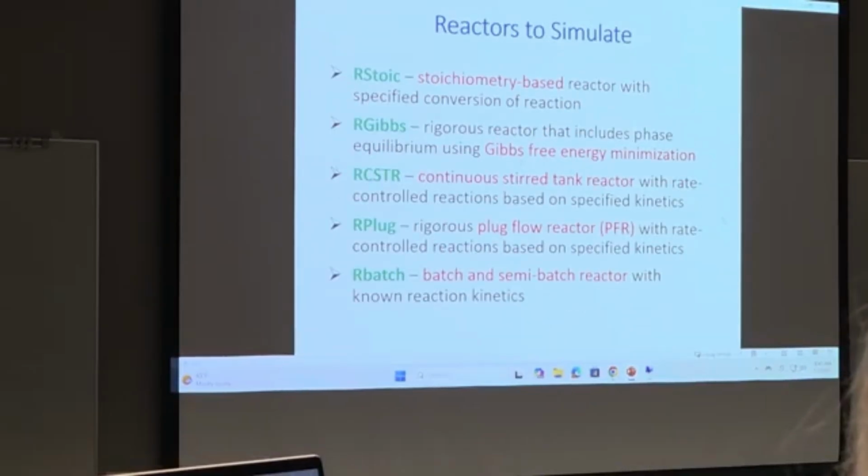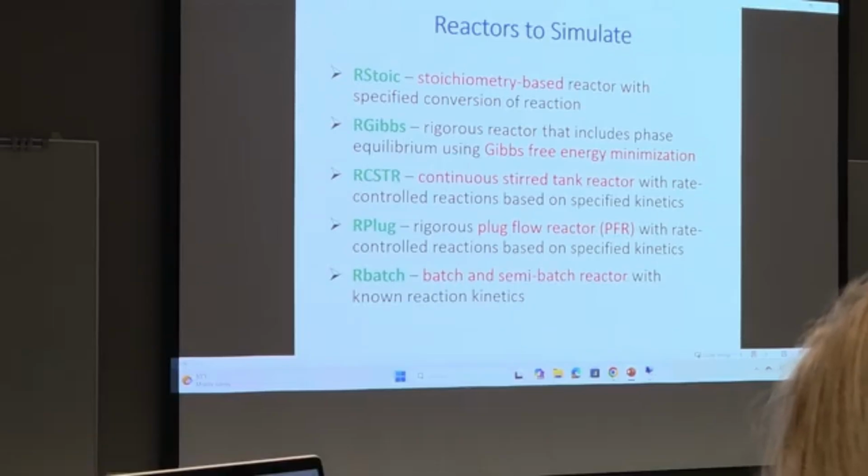Okay. As I mentioned, there are 7 reactors available in Aspen, but we will just look at 5 different reactors. There is the stoichiometric based reactor, RStoic. As you can see, the stoichiometric based reactor is a specified conversion reaction. And the Gibbs based reactor, RGibbs, is a rigorous reactor that includes phase equilibrium using Gibbs free energy minimization. So if Gibbs free energy goes to 0 or a small number, then the reaction becomes stable.